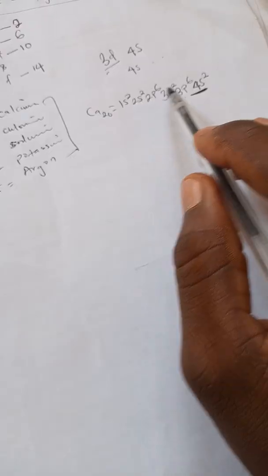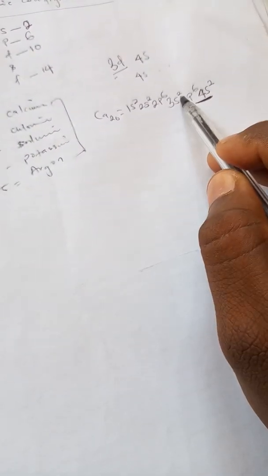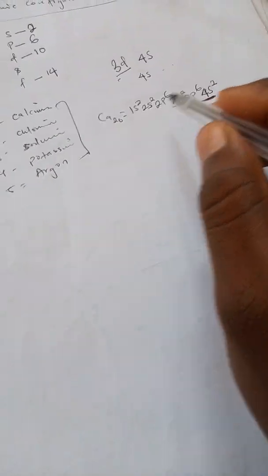Therefore, now let's calculate the number of electrons present in this particular element. Here we have 2, 4, 6, 8, 14, 18, 20. Therefore, calcium has 20 electrons. And now to analyze the particular group to which calcium belongs, it belongs to group 2. Calcium belongs to group 2 of the periodic table.